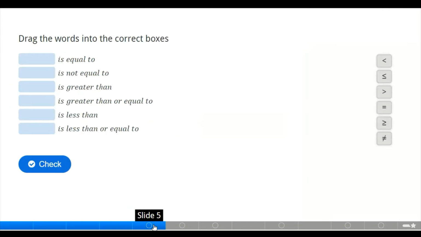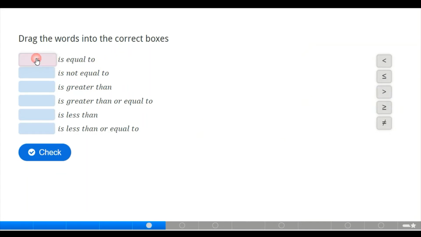Now let's go to activities. We want to drag the symbols here. What is the sign for equals to? We have this as the sign for equal to. Not equal to, we have this sign for not equal to. Okay. Now, greater than. What's the sign for greater than? This is going to be the sign for greater than. Then what of greater than or equal to? So we have this sign for greater than or equal to. Then what of less than? This is the sign for less than. Then we have less than or equal to.